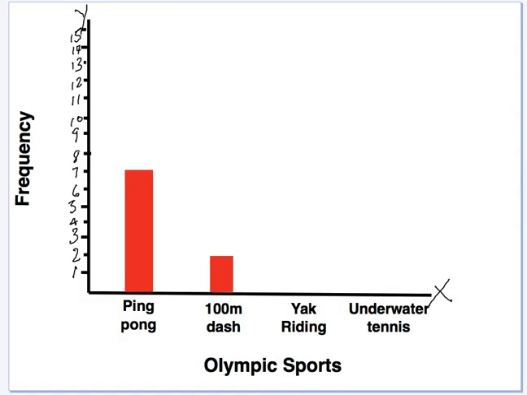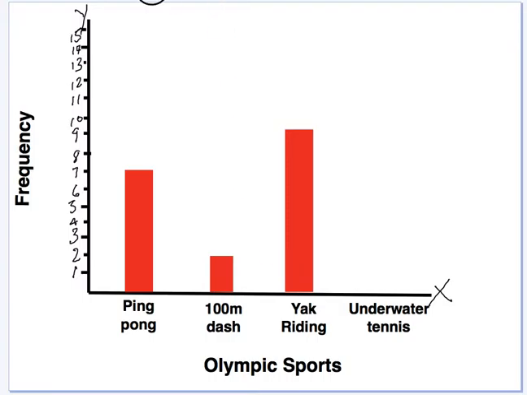Third, yak riding. 9 people liked yak riding. So we're going to put one right here, and we're going to go all the way up to 9. And another thing to consider, when you look at the descriptions of the sports on the x-axis, they're evenly spaced apart. That's very important. You don't want to have them be crowded or anything like that. First of all, it makes it easier to read, but it also gives each one a fair weight.